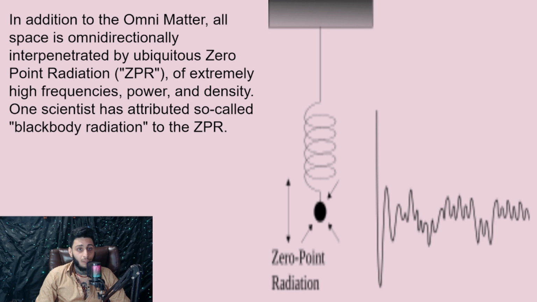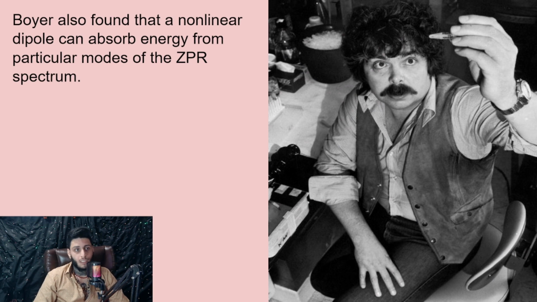In addition to the omnimatter, all space is omnidirectional, interpenetrated by ubiquitous zero-point radiation of extremely high frequencies, power, and density. One scientist has attributed so-called black body radiation to the ZPR, or zero-point radiation. Boyer also found that a nonlinear dipole can absorb energy from particular modes of the ZPR spectrum.